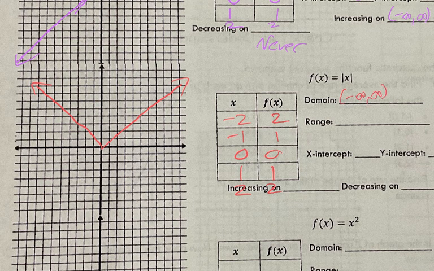What's the range? 0 to infinity. Yeah, and the 0 is included, right? Because it actually reaches 0, so that 0 should be in a bracket. X-intercept. 0. Y-intercept. 0. Where's this increasing? From 0 to infinity. Where's this decreasing? Negative infinity to 0. And remember, increasing and decreasing, we never have brackets. It's always parentheses on those.